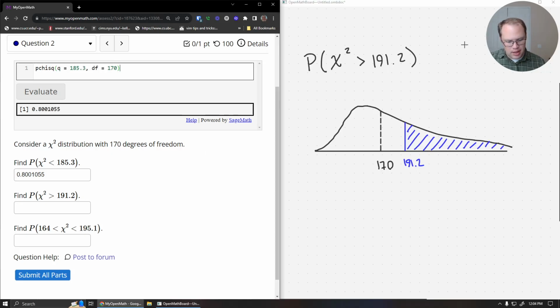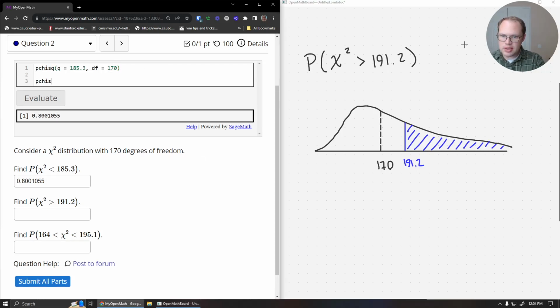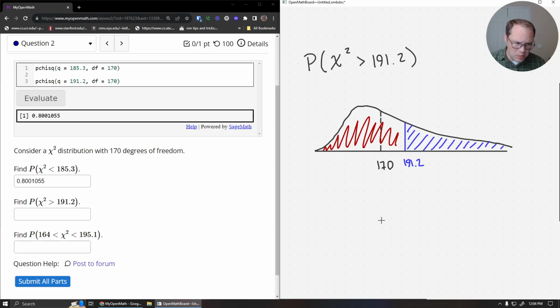So we're going to, again, use this p chi-square function, which gives us the probability of a chi-square distribution. We want to specify our quantile value, which is 191.2, and our degrees of freedom, which is 170. But this isn't going to give us what we want. This is going to give us the area to the left of 191.2. It would give us the probability to the left of 191.2. That's not the area that we want. We want the area to the right of 191.2.